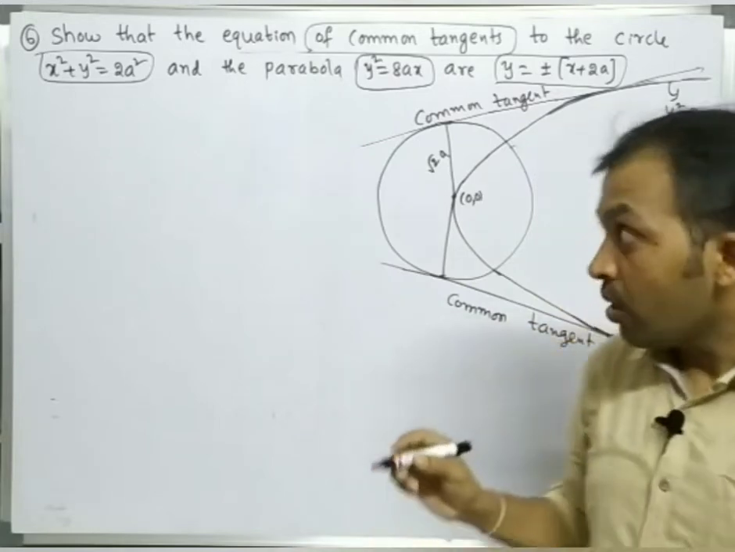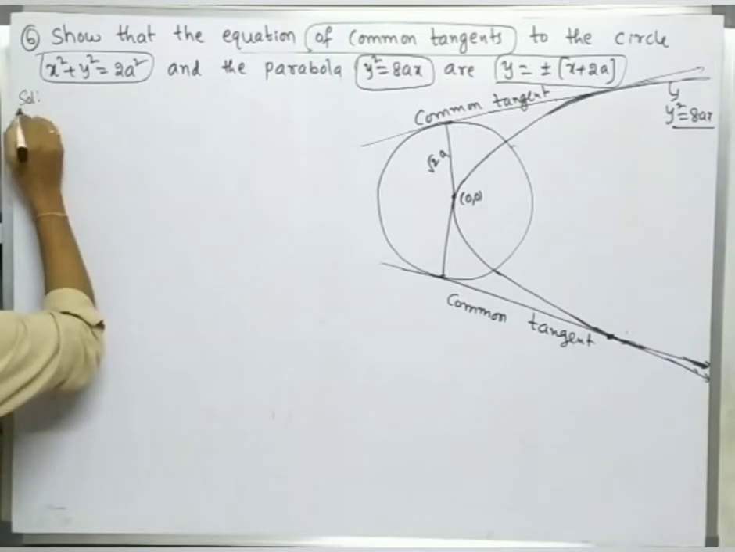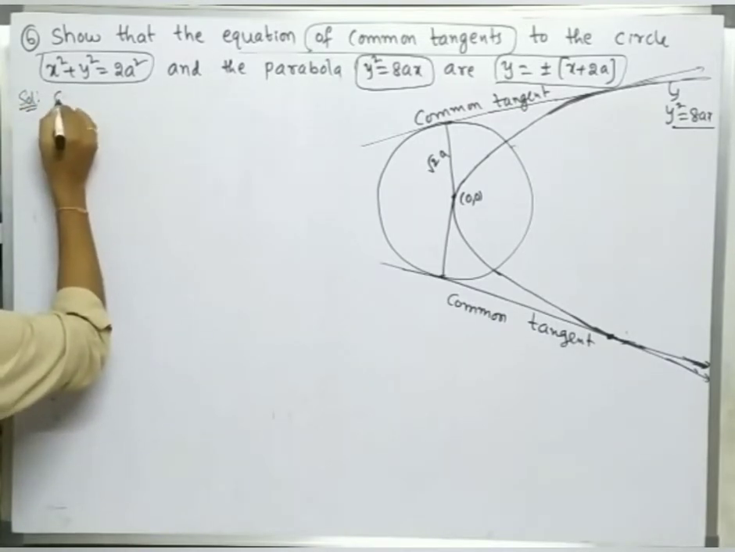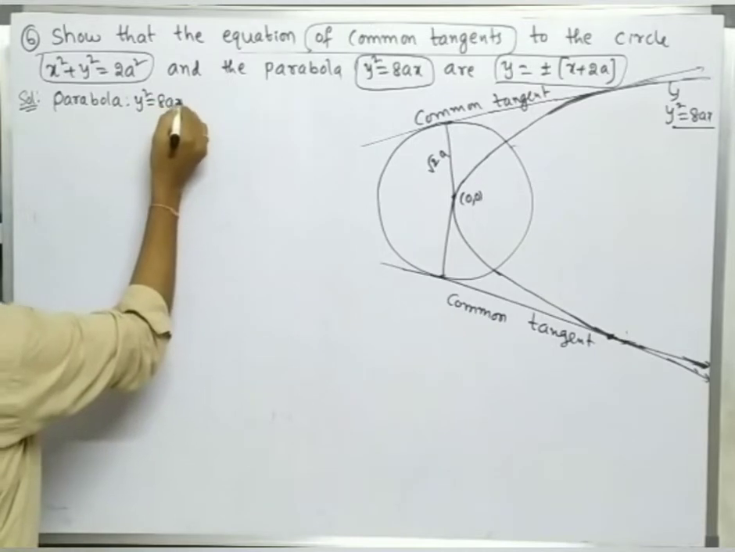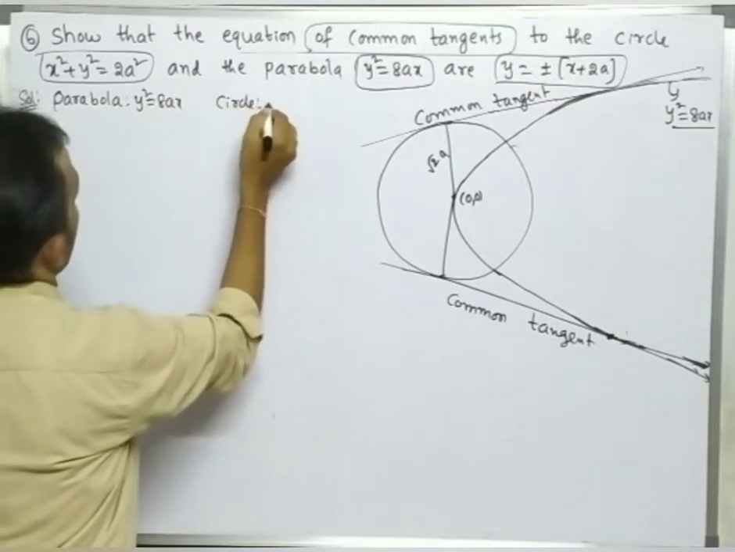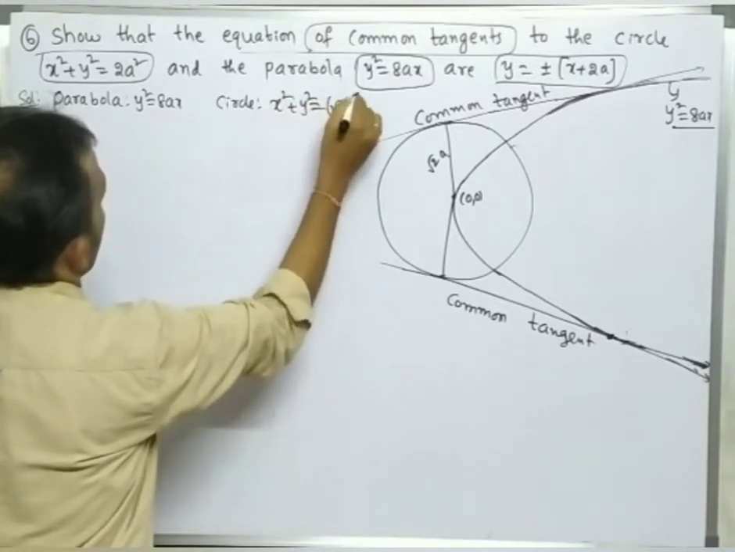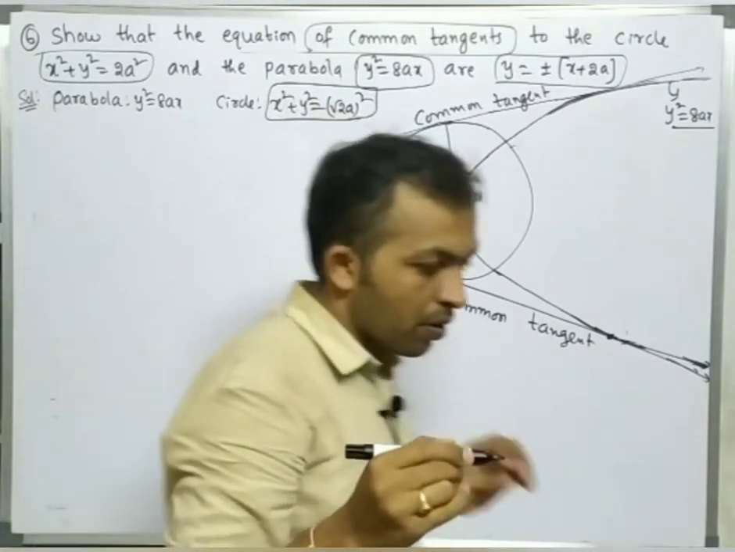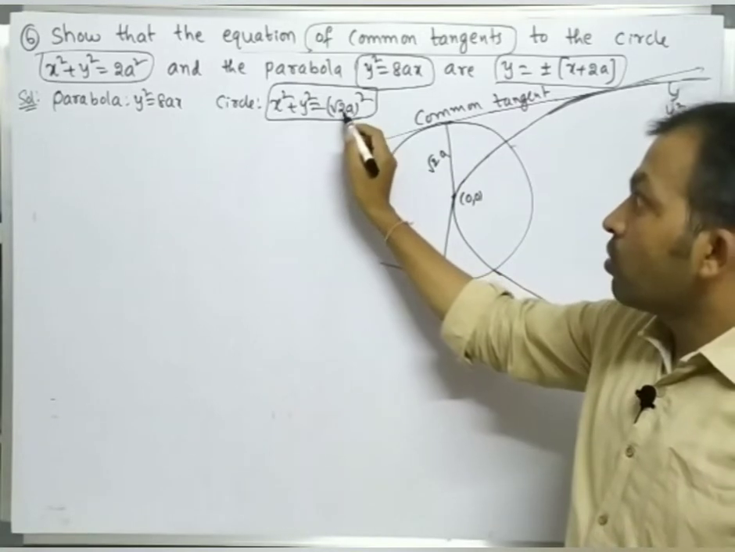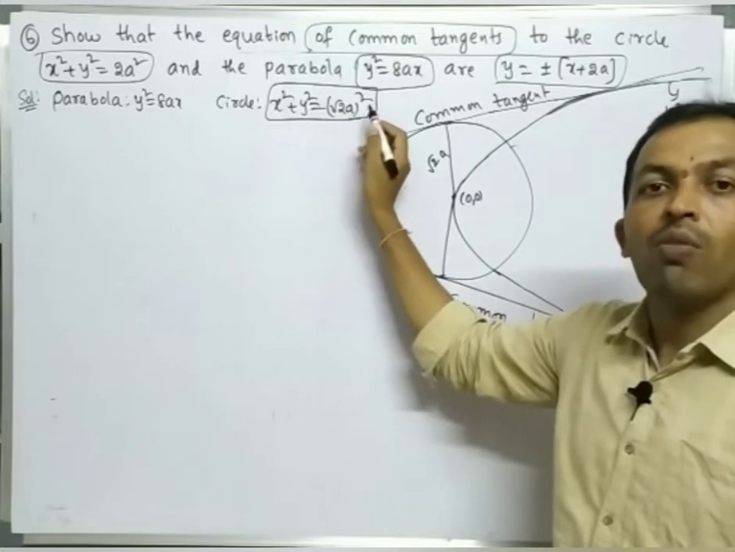So first, what is the equation of the parabola? y square is equal to 8ax. Next, the circle, x square plus y square is equal to 2a square. 2a square means we can write root 2a whole square, that is of the form. So here observe, x square plus y square is equal to root 2a whole square. That means it is of the form x square plus y square is equal to r square.